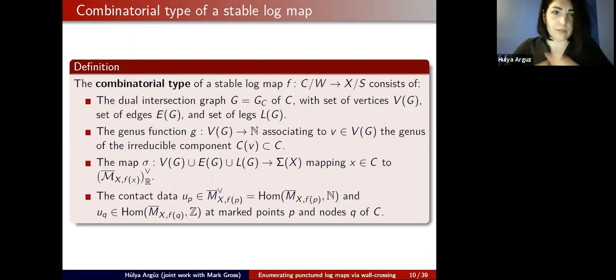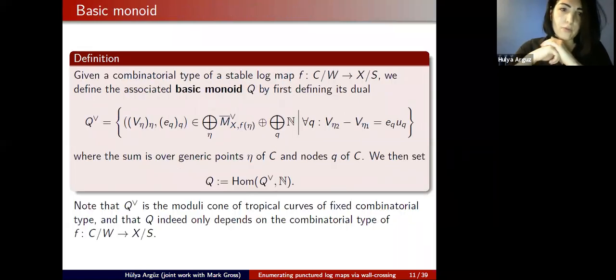Okay, to define W, I need to tell you what a combinatorial type of a map is. The combinatorial type of a map C to X consists of the data of the dual intersection graph of the domain C, the genus function associated to the vertices, and the map mapping the dual intersection graph to the tropical X, which in toric situations is the fan. In addition, you need the contact data, which I mentioned. Once you know the combinatorial type, you can define a monoid, and this is going to define the W, which your curve is supposed to be log smooth over.